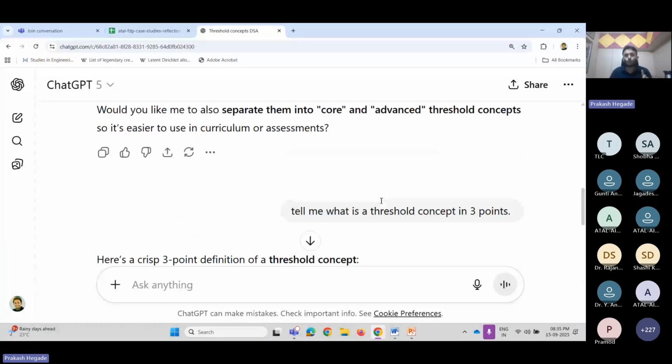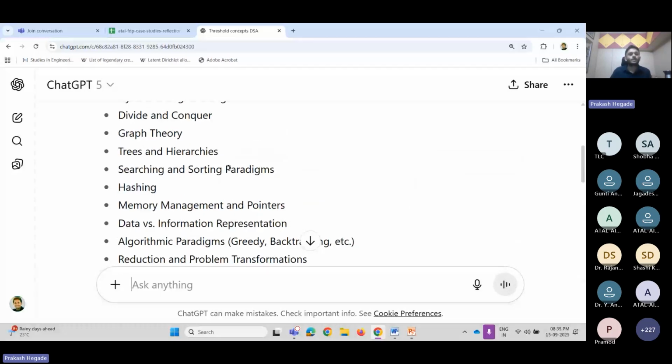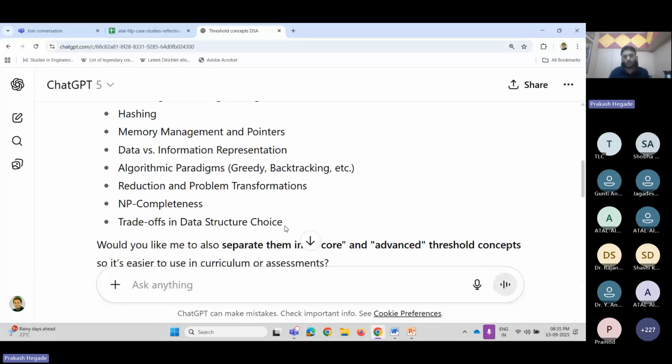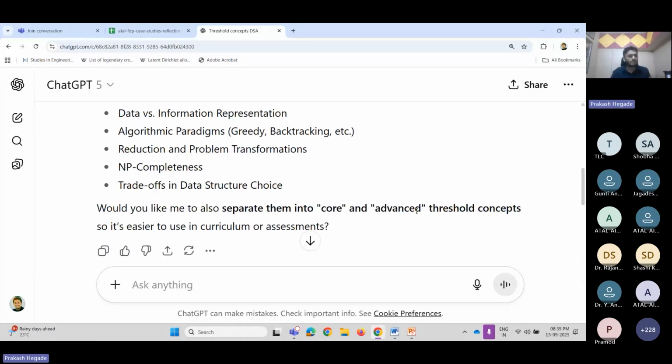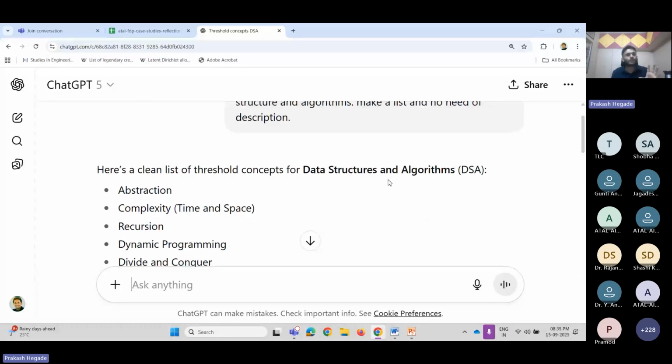Now, from the concepts which are listed here, I want you all to pick one concept, because we will now be generating the case study on this concept itself. Pick one of them. It is asking whether you want to separate into core and advanced. Don't worry about it. Pick any one. Once you give a specific course name, it will definitely list all the things.